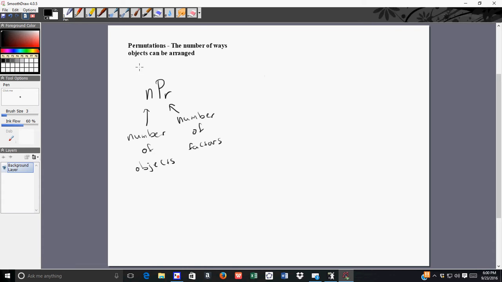Alright, I'm going to do a video on permutations. This is a topic you normally study in probability, and permutations are the number of ways objects can be arranged.